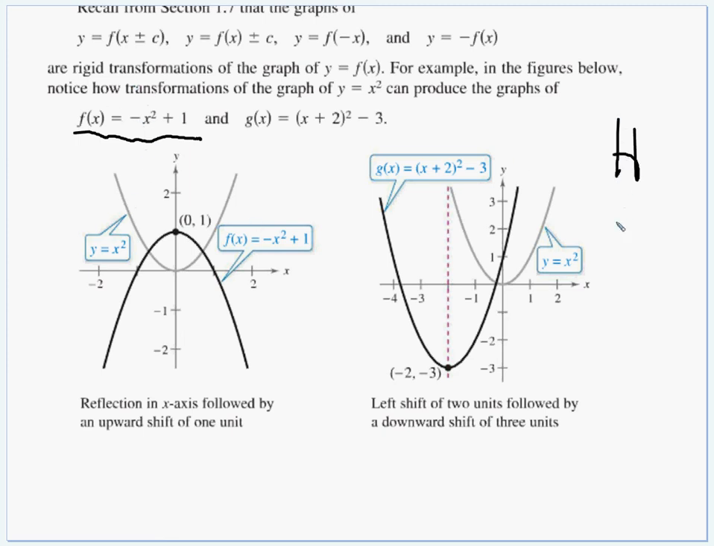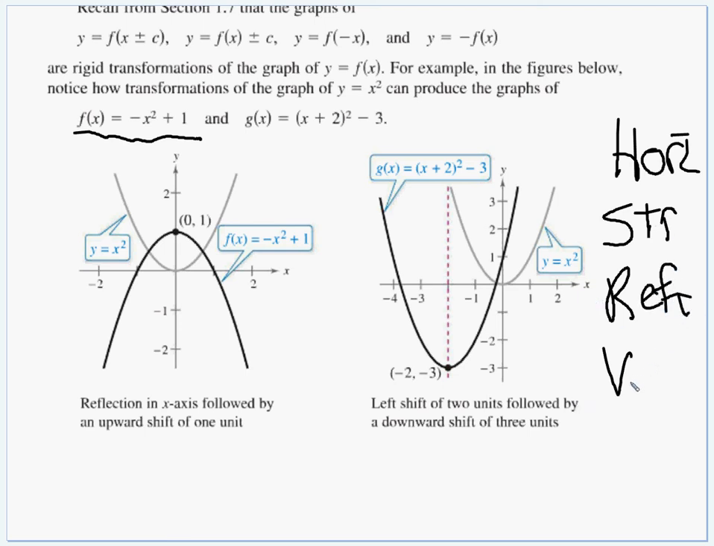So high school RV. We're going to do horizontal if there is one first. S are the stretches, R are the reflects, and V are vertical shifts. So here when we negate that, that is going to be a reflection, and then this is a vertical.